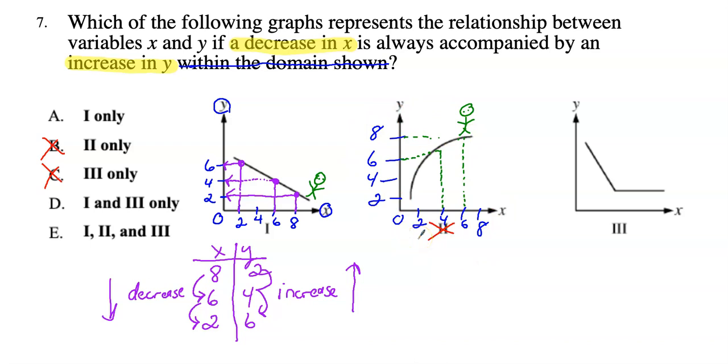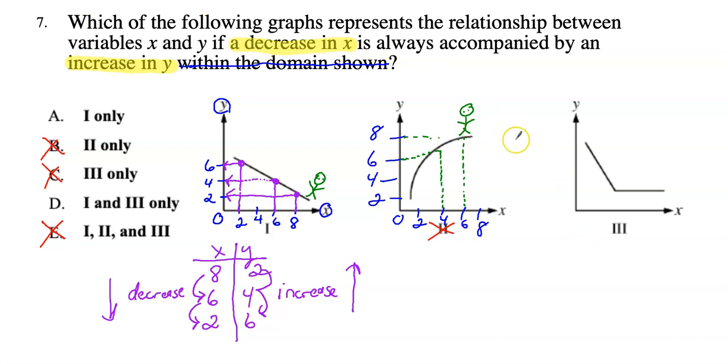Graph 2 doesn't work. Now, you didn't need to go through all this work. You might have seen that right off the bat. So anything that contains graph 2 is gone, because graph 2 doesn't work. I can get rid of E because E says graph 1, graph 2, and graph 3 fit this description. We just showed that graph 2 doesn't, so E's gone. Now I have a 50-50 chance of guessing. Let's go to the last one.